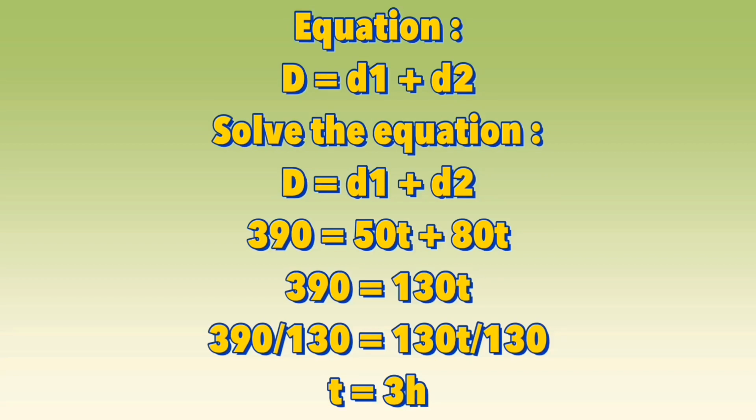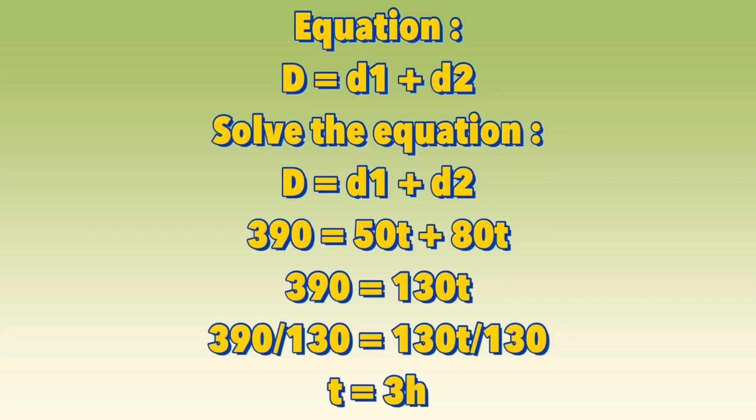Then our next step is to combine like terms. 50t plus 80t equals 130t, and 390 we just copy, and we divide both sides by 130. So 390 divided by 130 equals 3, and 130t divided by 130 equals t. So therefore the time is equal to 3 hours.